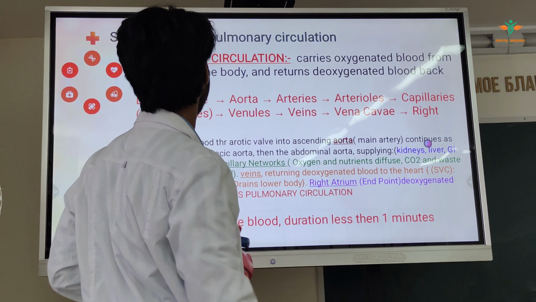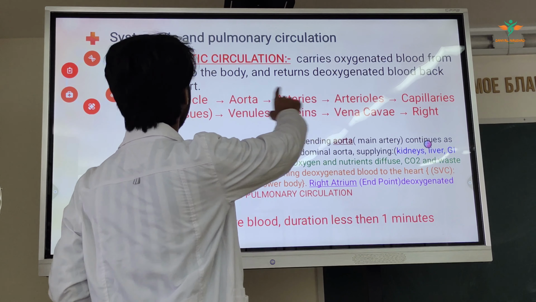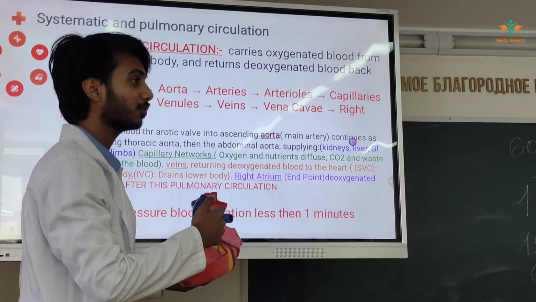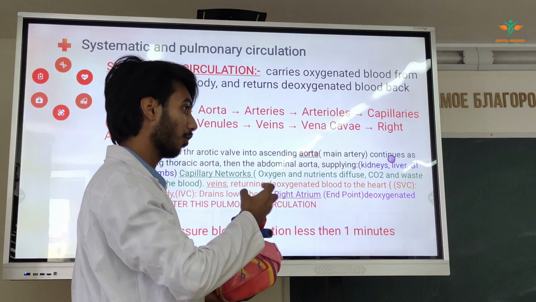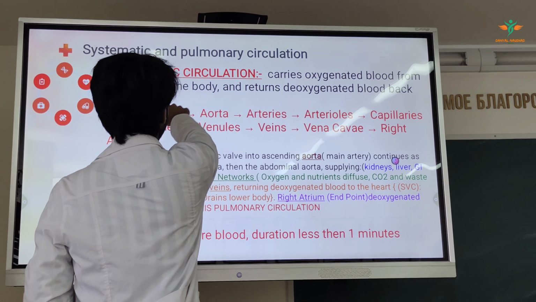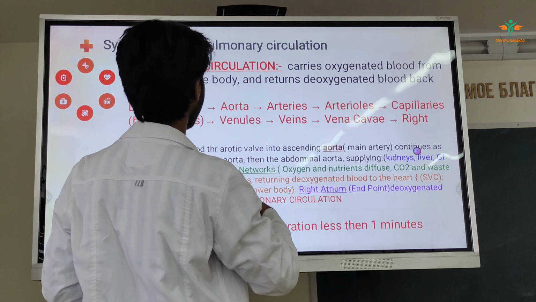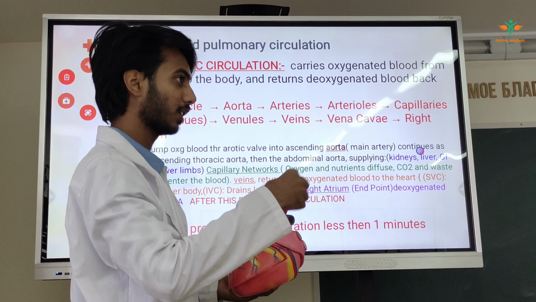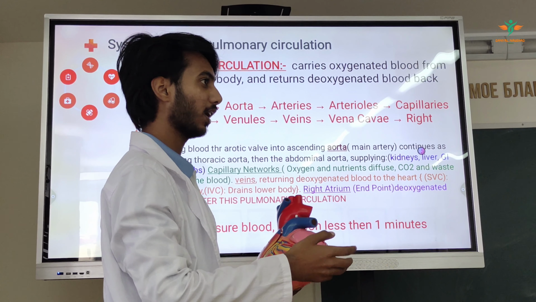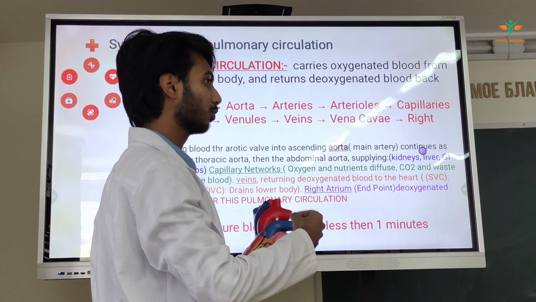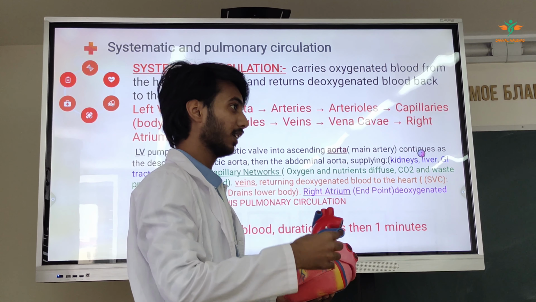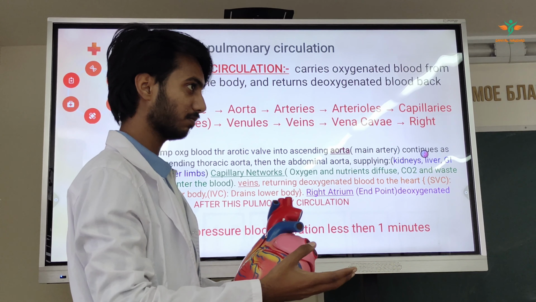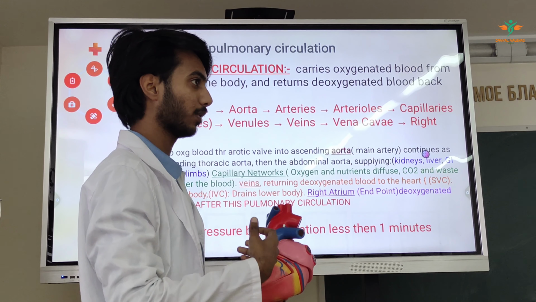Systemic and pulmonary circulation. Systemic circulation carries oxygenated blood from the heart to the body and returns deoxygenated blood back to the heart. It starts from the left ventricle and goes to the aorta, arteries, arterioles, and capillaries, where oxygen is consumed. Gas exchange and nutrient exchange occur in the tissue. Then it goes to the venules, veins, and comes to the right atrium of the heart by the inferior vena cava, and also the superior vena cava, which comes from the upper part of the body.